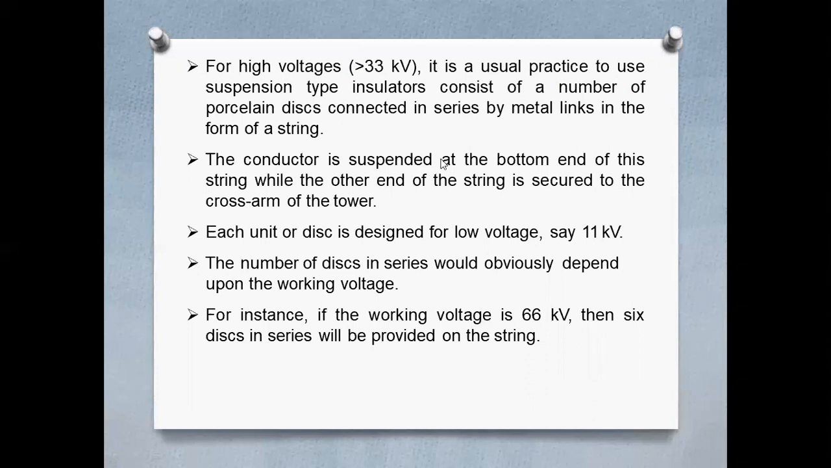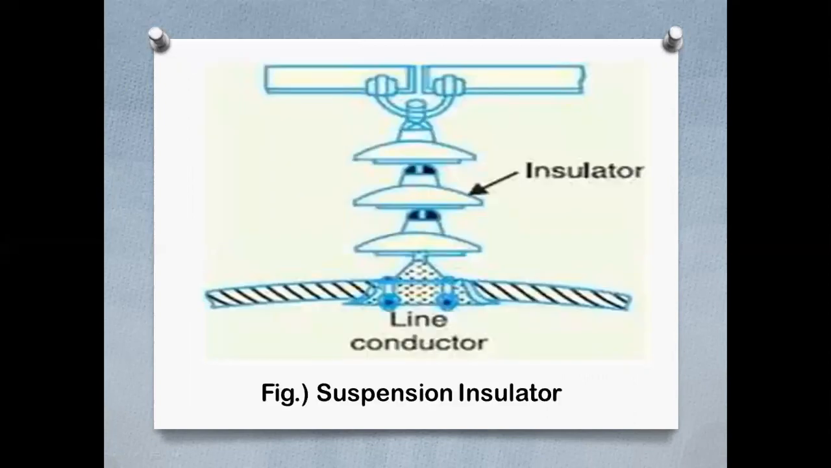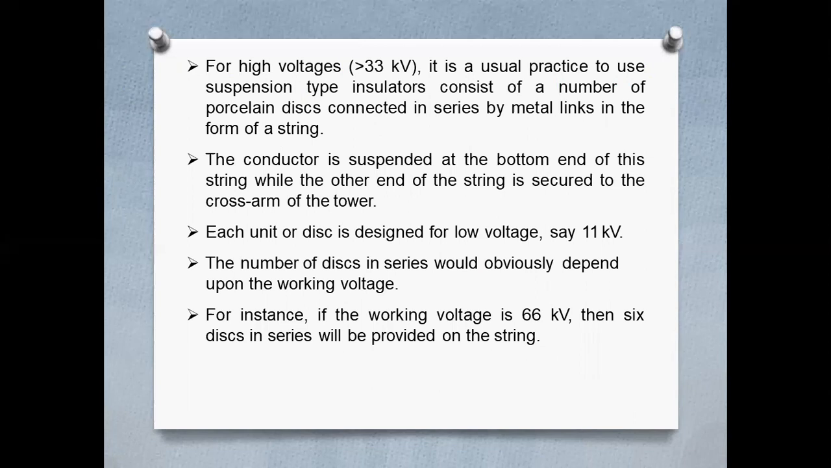The conductor is suspended at the bottom end of this string, while the other end of the string is secured to the cross arm of the tower. See, the conductor will be suspended at the bottom end of the string. This figure explains everything. Electric towers you might have seen also, outside in the fields.